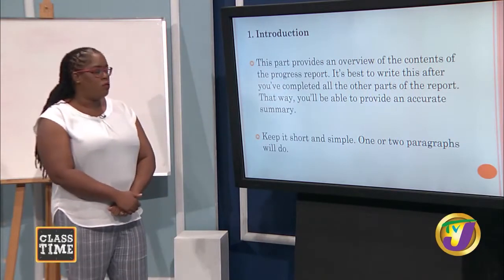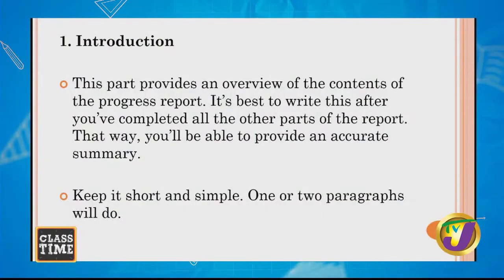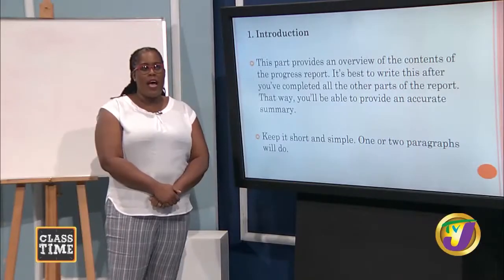All right, so to structure your progress reports, first, introduction. This part provides an overview of the contents of the progress report. It's best to write this after you've completed all the other parts of the report. That way, you'll be able to provide an accurate summary. Keep it short and simple. One or two paragraphs will do. And this depends on how you want to write your progress report.